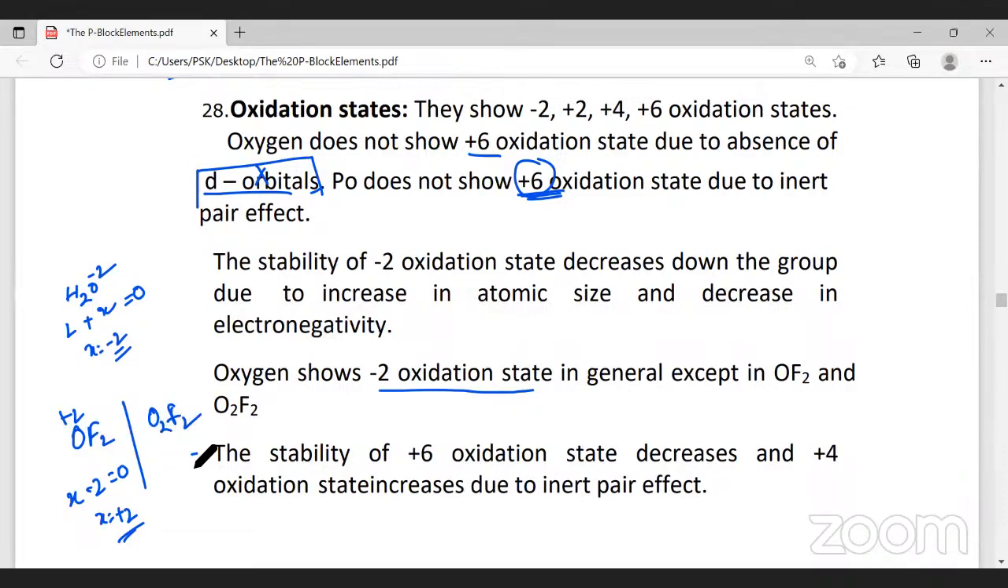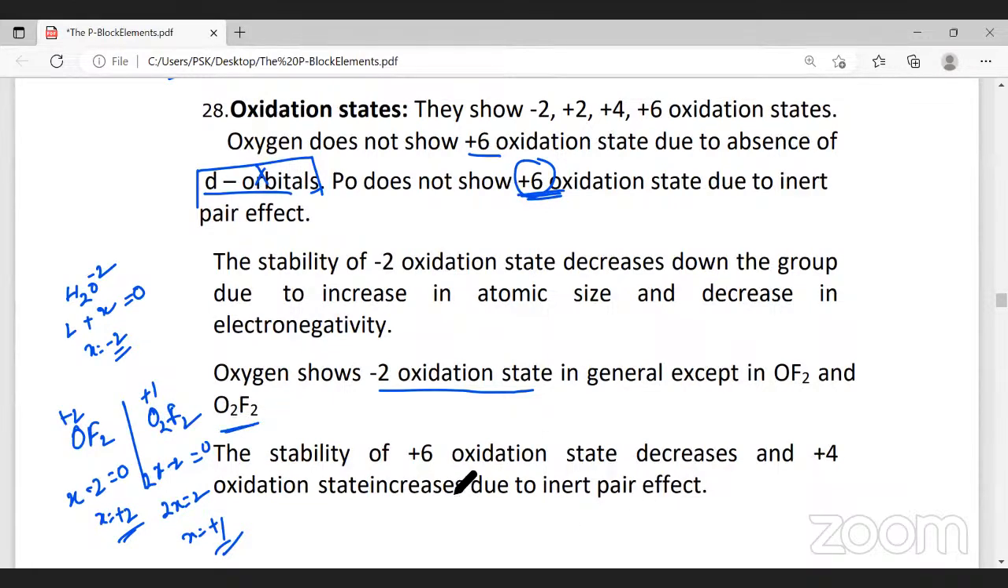Likewise, in O2F2, if you take this molecule as a whole, the charge is 0. Fluorine is -1 into 2, -2. Oxygen, we have to find X. Since we have 2 oxygen, we'll take it as 2X. So 2X will be equal to 2, X will be equal to +1. So oxygen can show +1 oxidation state also in O2F2, remember.